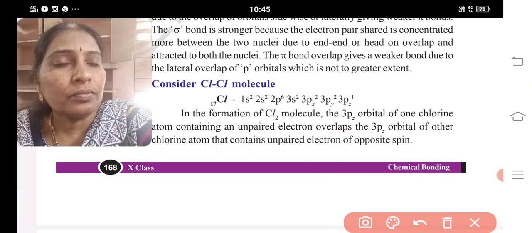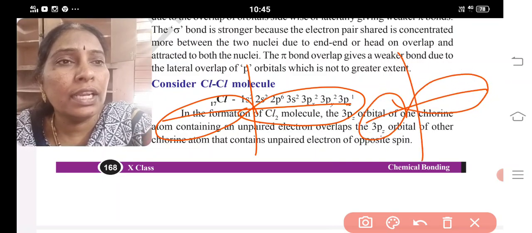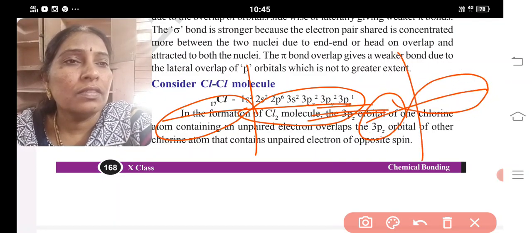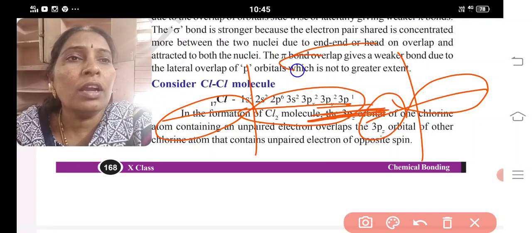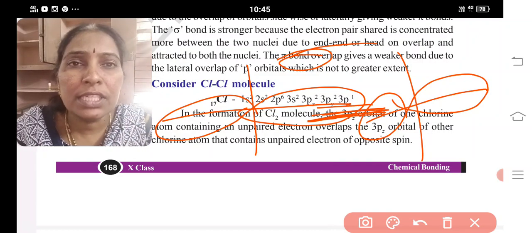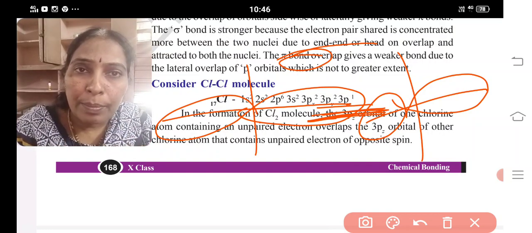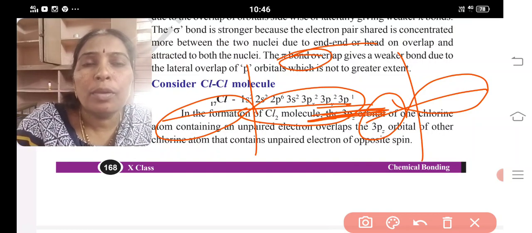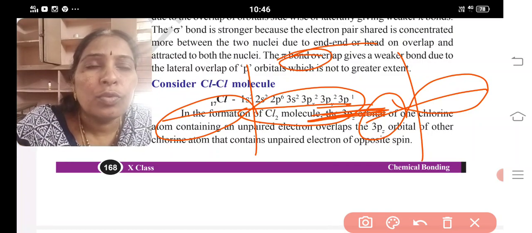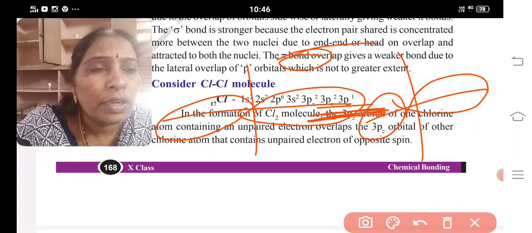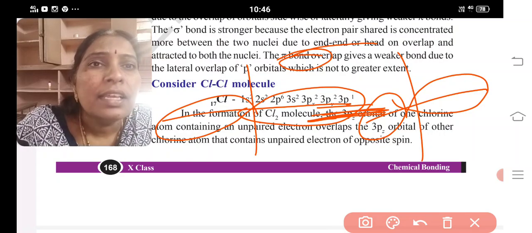See here, one chlorine has one unpaired electron. Another chlorine also has one unpaired electron. They are sharing the electron end to end. Such bonds are known as sigma bonds, and the bond will be stronger. Why? Because with end to end overlap, the extent of overlap will be more, and the bond formed will be stronger. So such bonds are known as sigma bonds. What is a sigma bond? End to end overlap leads to a strong bond, and that bond is named a sigma bond.